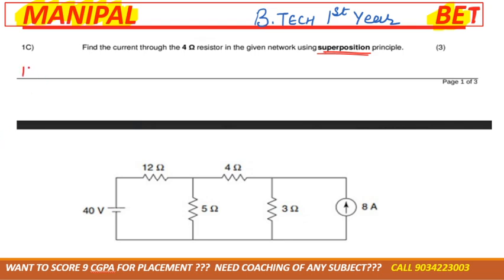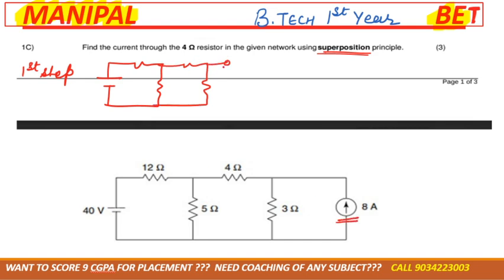So in the first step, we'll take the first source. First source is the 40 volt, as in the diagram, and then remove the other source. The other source is the current source. Current source must be open circuit. At a single step, there will be a single source in the circuit.